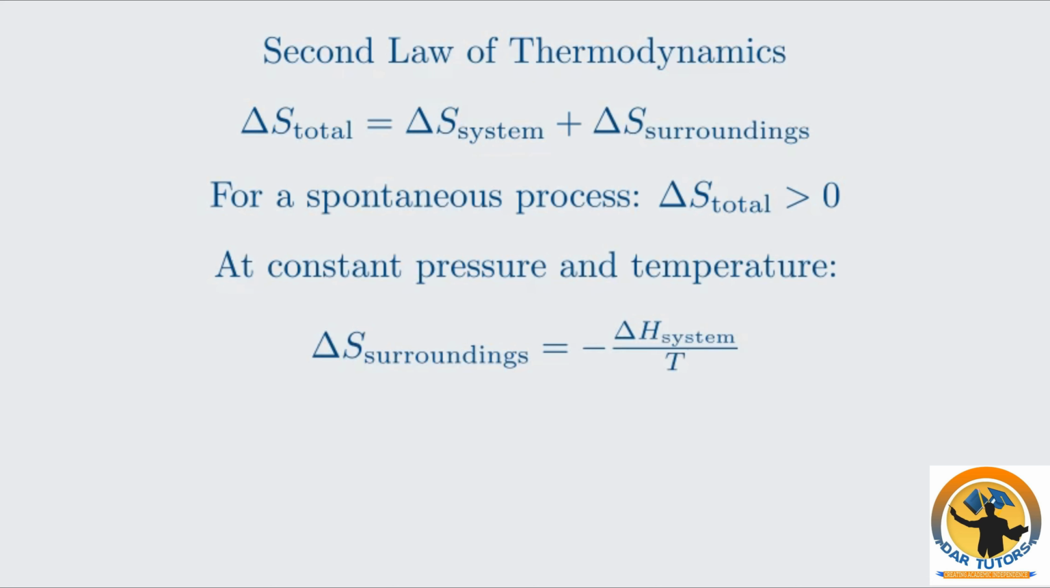This formula makes intuitive sense. An exothermic reaction, negative ΔH system, releases heat into the surroundings, increasing their thermal motion and thus their entropy, leading to a positive ΔS surroundings. An endothermic reaction, positive ΔH system, absorbs heat from the surroundings, decreasing their entropy, leading to a negative ΔS surroundings.